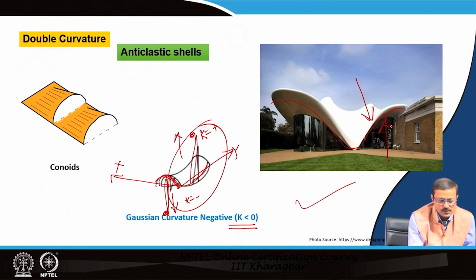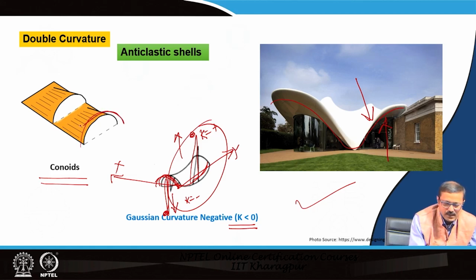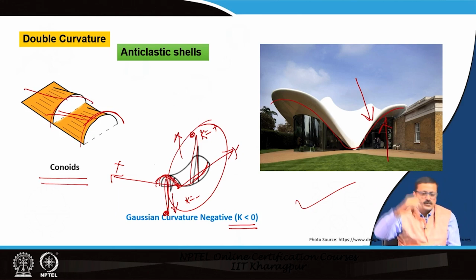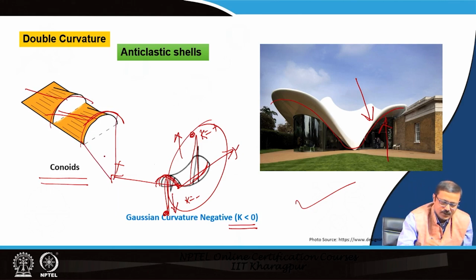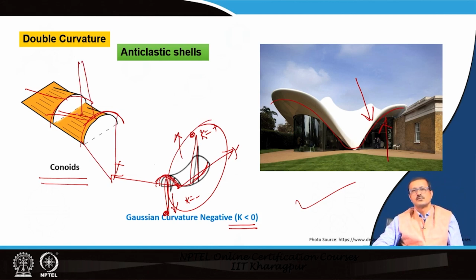A conoid is always going to be anticlastic, because it has a curvature like that and is flat in this way. Again, a curvature one way and flat the other way. So of the two curvatures, one is from here and the other from this side, and the product of the curvatures is going to be negative.